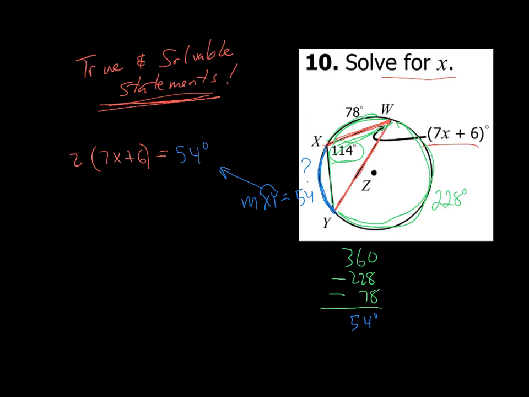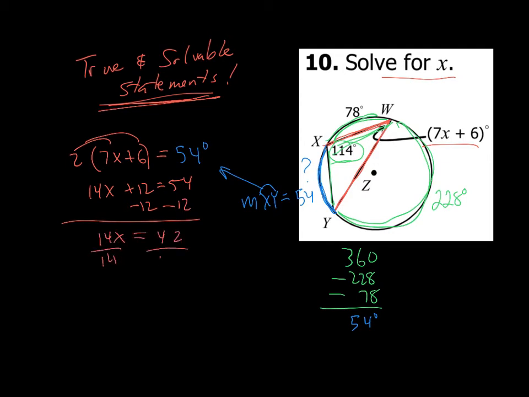That's what goes right there, 54 degrees. So now I distribute the 2. I'm going to get 14x plus 12 is equal to 54. Subtract 12 from both sides. I'm going to get 14x equals 42. Divide by 14 and divide by 14, and I have my answer for x. That gives us a value of 3. And we are moving along nicely.